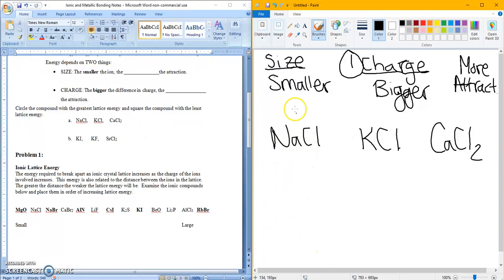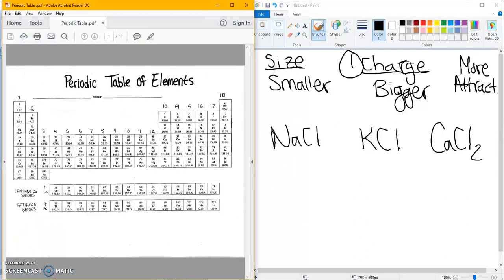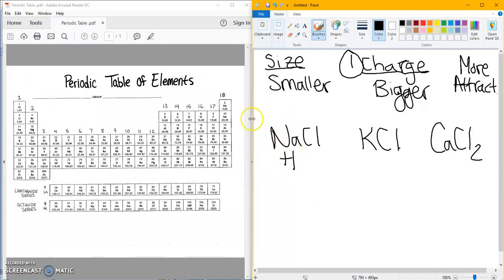So I look at my periodic table and I know that sodium is in the first column, so that means it has a +1 charge. Chlorine is over here in group 17, which means it has a -1 charge. So the difference between those charges is 2. That little triangle, all that means is difference.